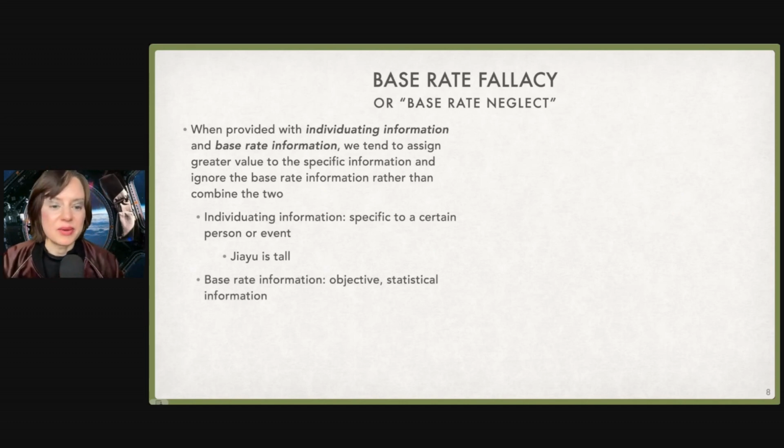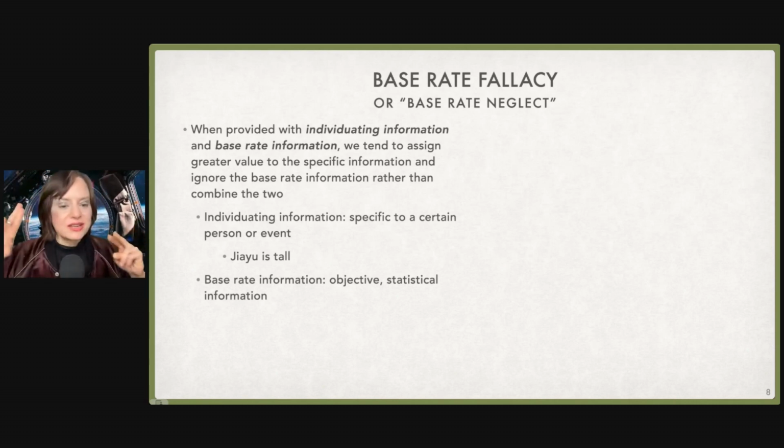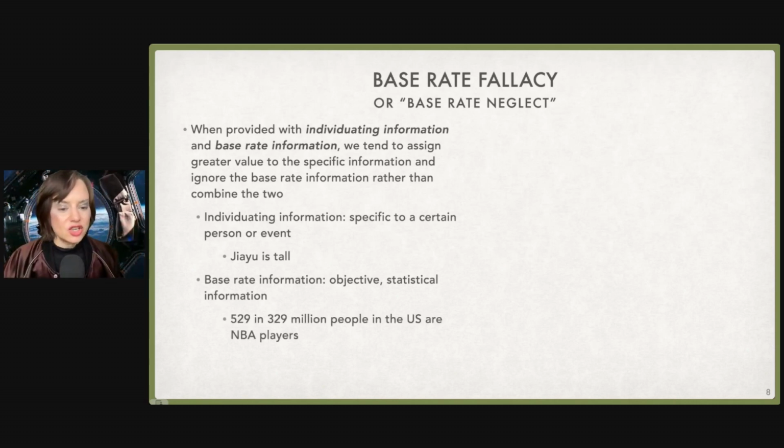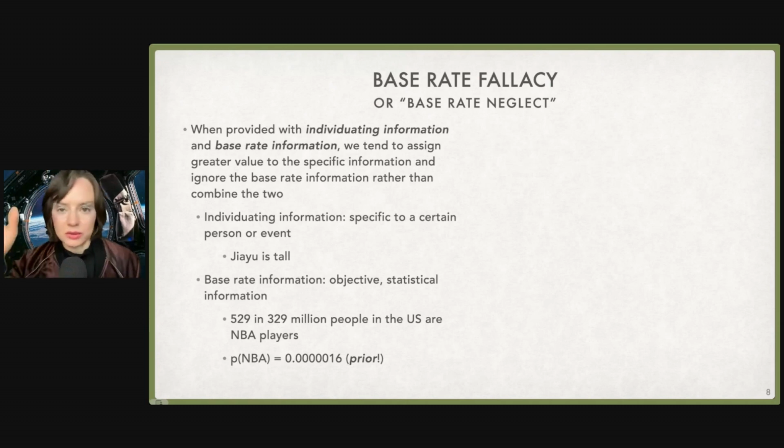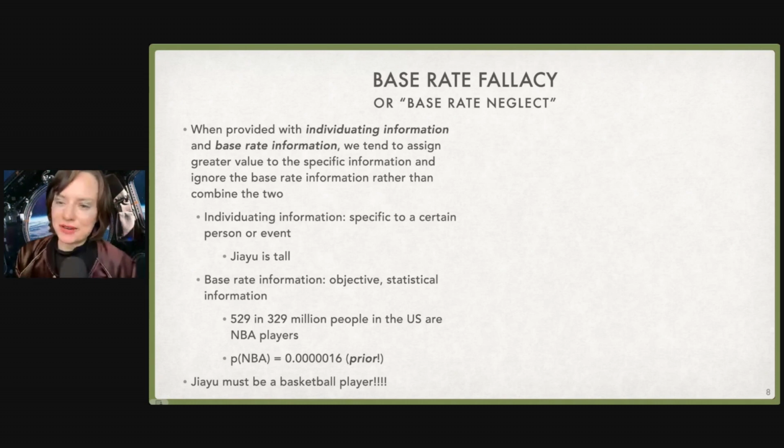My base rate information is objective statistical information, such as 529 out of 329 million people in the United States are NBA players. Thus, the probability that any random person we meet on Earth is an NBA player is something like 0.016%. This is also known as our prior. But too often when we run into a tall person, we say, oh, you're tall. You must be a basketball player.